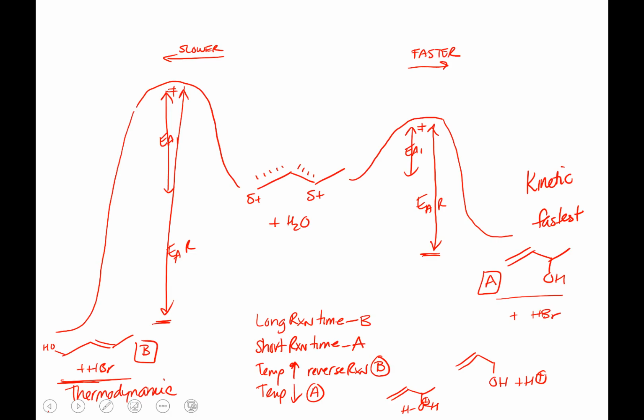Now the thermodynamic product is the most stable product. And that fits this reaction. So the kinetic product is the one that's formed fastest. The thermodynamic product is the most stable product. Most substituted double bond. So these long reaction times, short reaction times, high temperature, low temperature, can also be called kinetic and thermodynamic conditions. Short reaction time, low temperature is going to favor kinetic. High temperature, long reaction times is going to favor thermodynamic.